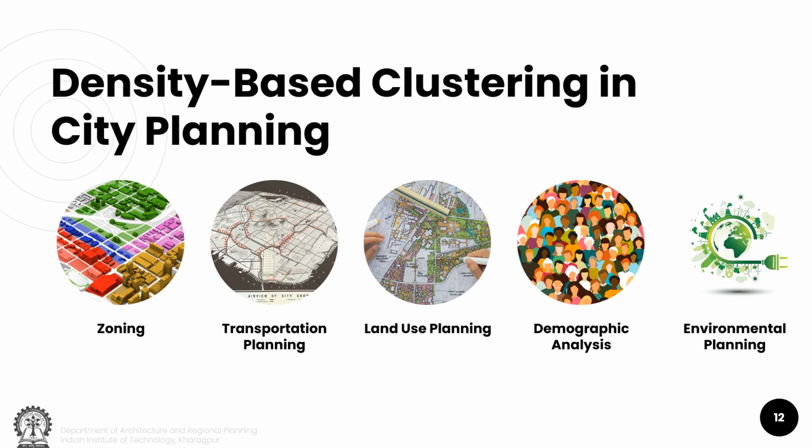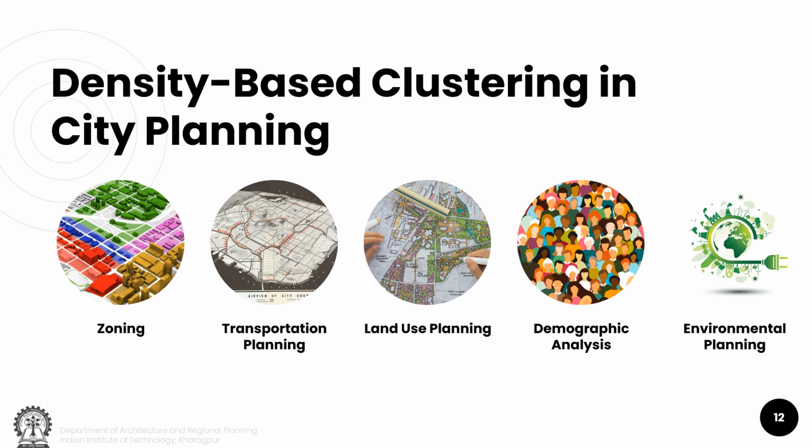1. Zoning. Density-based clustering can be used to identify areas with similar characteristics and create zones for different uses, such as residential, commercial, and industrial. 2. Transportation planning. Density-based clustering can help identify areas with high demand for public transportation, leading to better planning of transportation infrastructure and services. 3. Land use planning. Density-based clustering can help identify areas with high demand for green spaces or community facilities, such as parks, schools, and community centers.